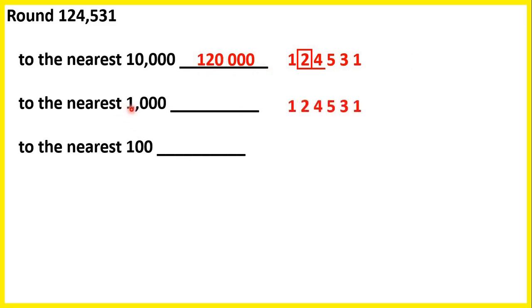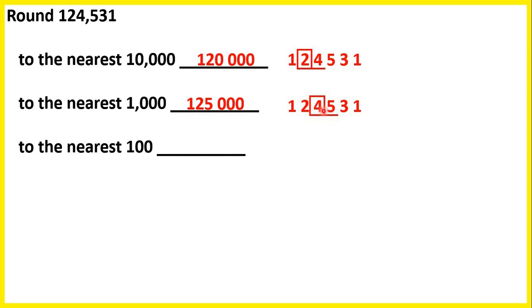So now let's round to the nearest 1,000. We find our thousands digit and underline the digit to the right. This time we have a 5, and if it's 5 or more, we round up. So that means the digit that we've circled increases by 1, so this 4 becomes a 5. The 1 and 2 stay the same because they're to the left of what we've circled, and digits to the right turn into zeros. So that's 125,000 because we're rounding up.